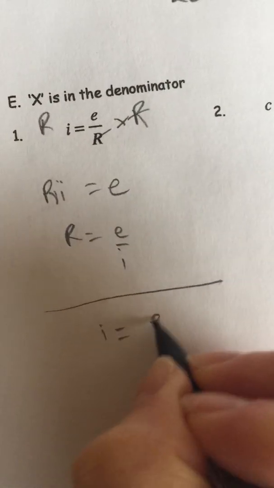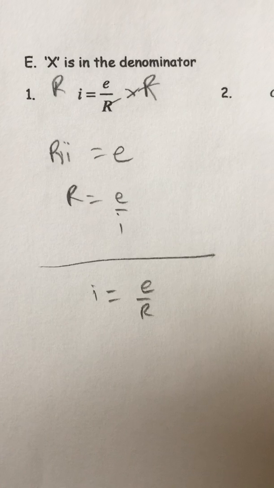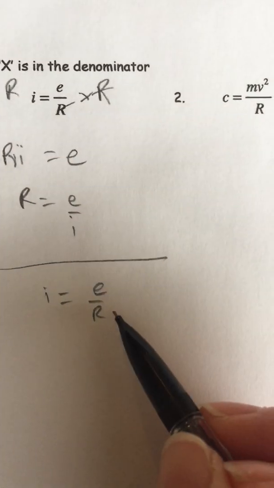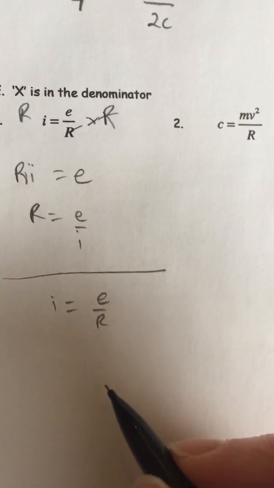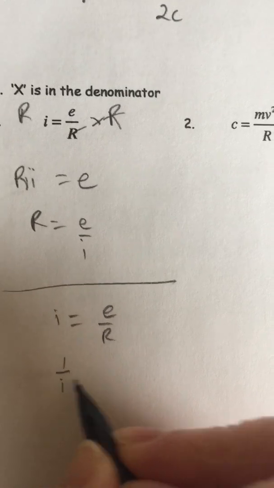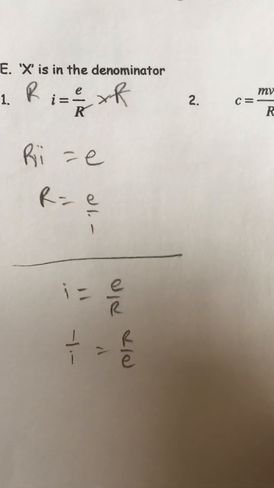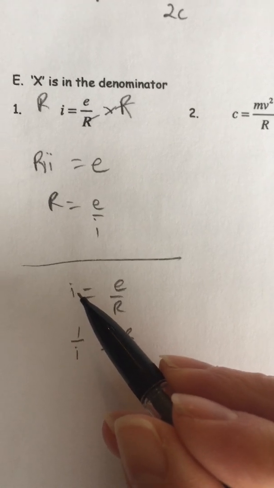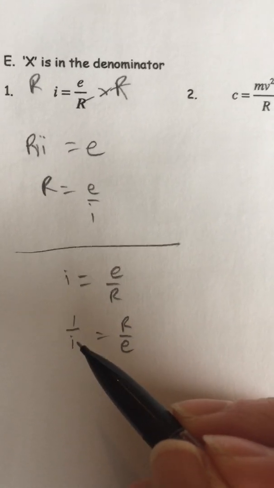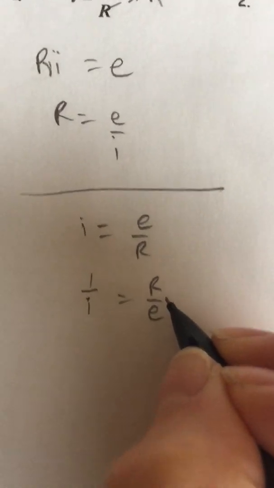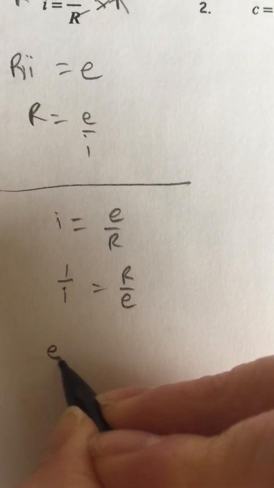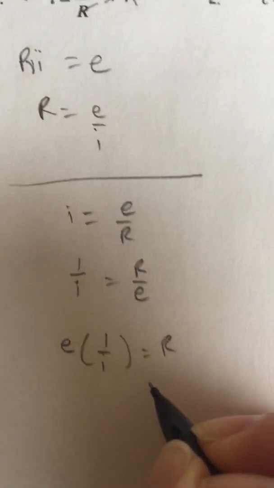Or you could cross multiply. Think of that as a 1, do the same thing, you get the same result. Or think of reciprocals. That would be 1 over I equals r over e, right? Because the reciprocal of any number is just 1 over that number. And then you could multiply both sides by e to isolate the r. So you'd have e times 1 over I equals r, which is e over I. So all different ways to think about it, get to the same answer.